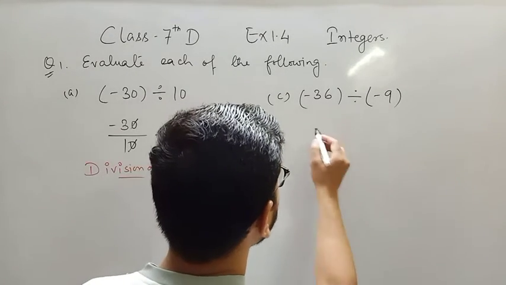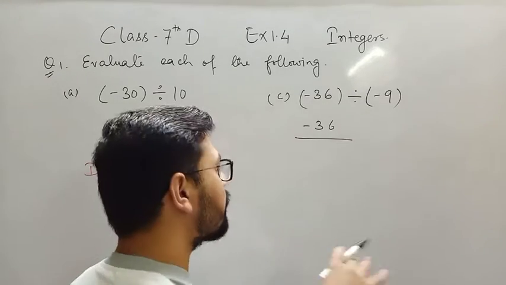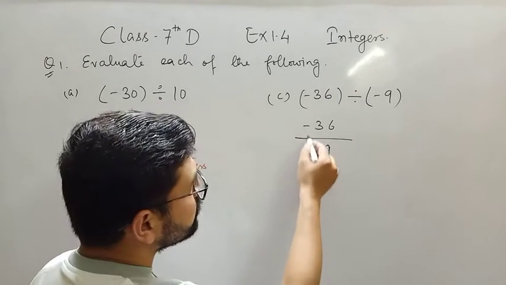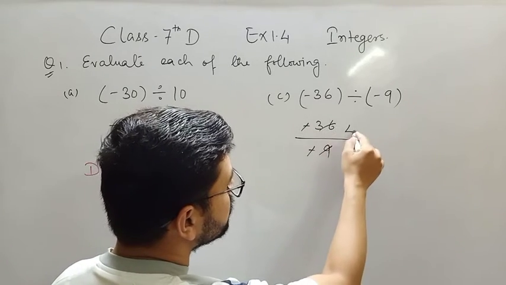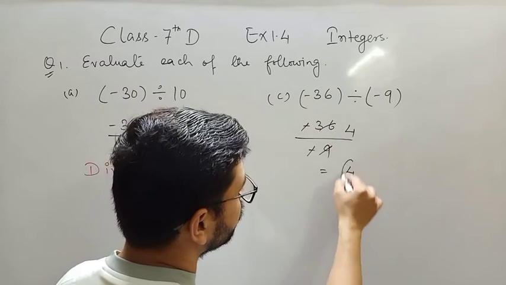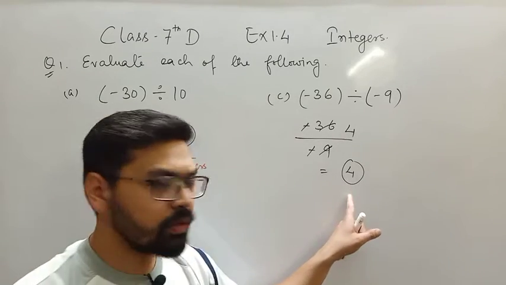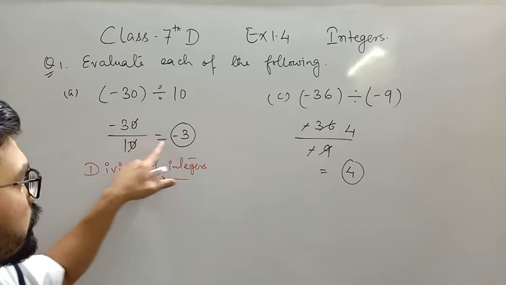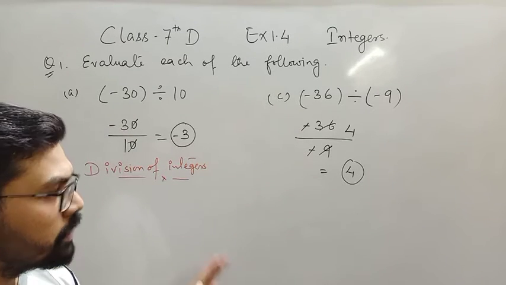Okay. Now similarly I have minus 36. When I divide this negative integer by another negative integer, which is minus 9, the minus signs cancel out. 9 fours are 36, so the answer is 4. So when you divide two negative integers, the result is positive, and when you divide a negative integer by a positive integer, the result is negative. Is this okay? Please note it down fast.